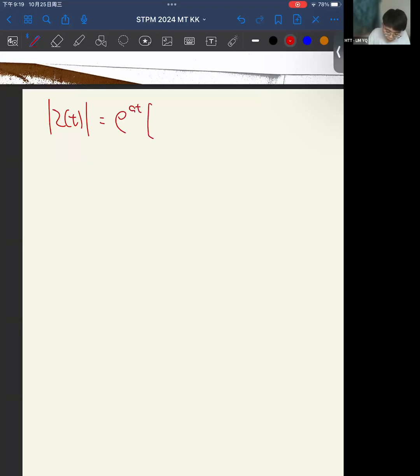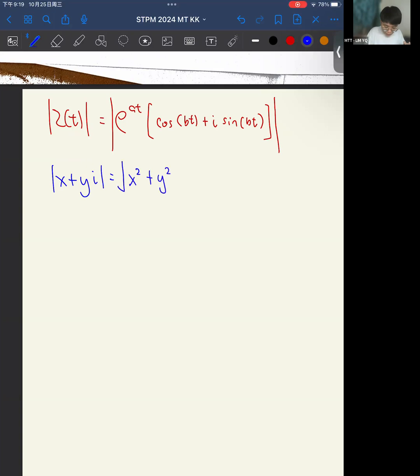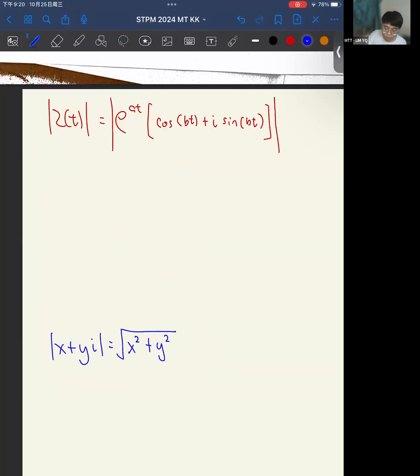It also includes the bracket cos pt plus i sine pt, right? And I want to find the modulus. What does it mean by modulus? For a complex number x plus yi, the modulus is you square the real part and you square the imaginary part, then you take the square root. This is the definition of modulus. So you need to identify first which is your real part and which is your imaginary part.